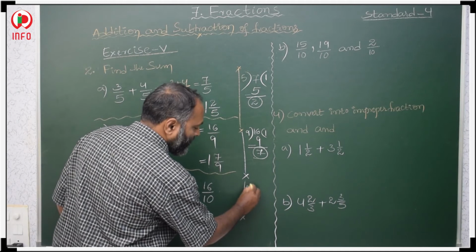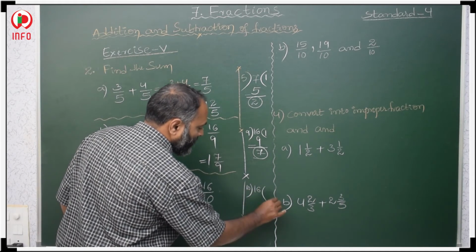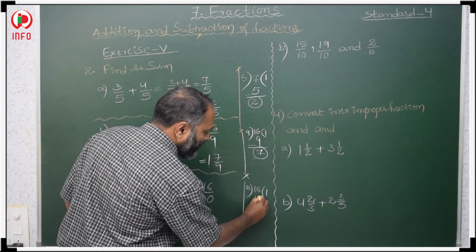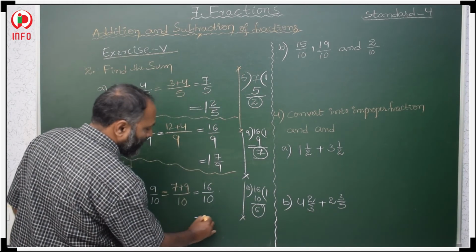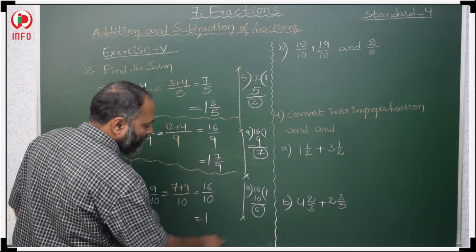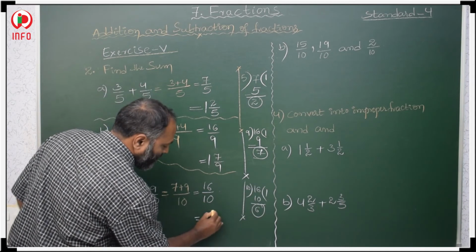The denominator divides the numerator. 10 ones are 10. 6 is your remainder. Then what do we have to write here? First we have to take the quotient, then remainder by divisor.